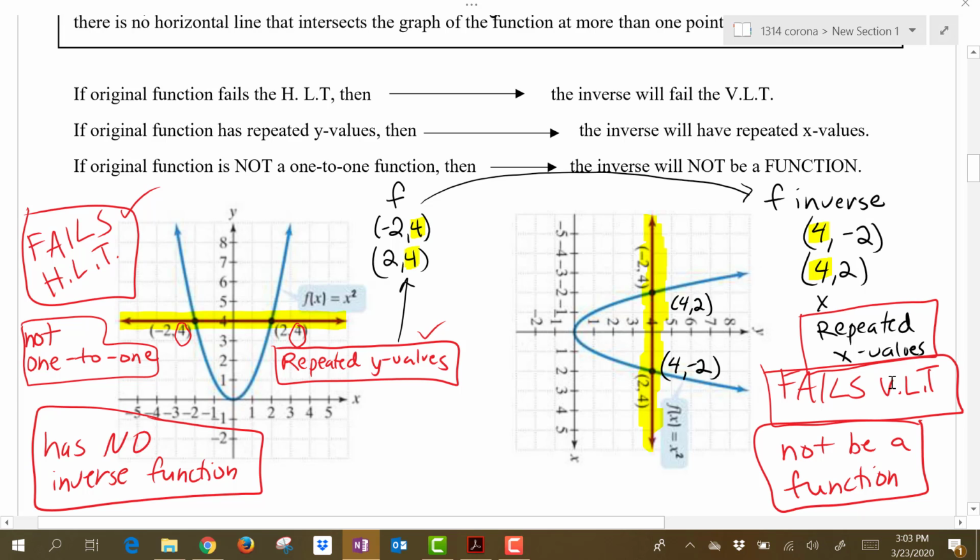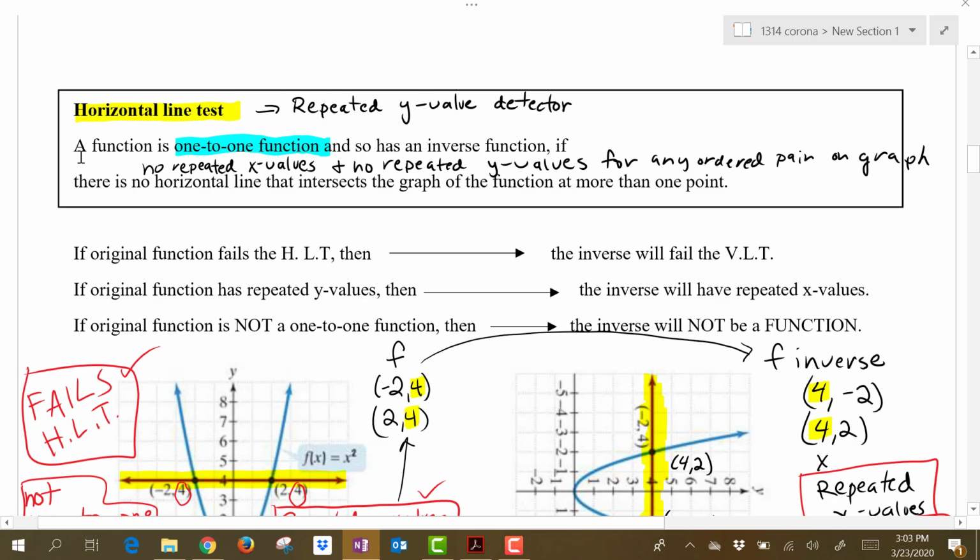So the horizontal line test answers the question of one-to-oneness. But once it answers the question of one-to-oneness, then it also answers the question of, does that function have an inverse function? The horizontal line test tests a function for one-to-oneness. If a function is one-to-one and passes the horizontal line test, then it does have an inverse function. If the horizontal line test fails, then the function we see is not one-to-one and does not have an inverse function.